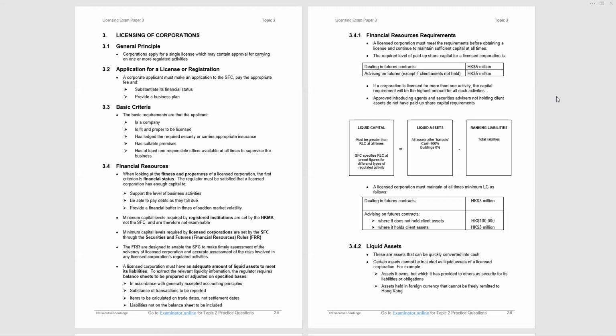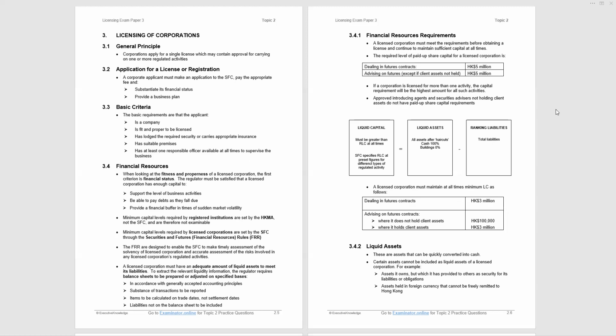Now, at paper 3, we must know the required liquid capital requirements. And for dealing, it's 3 million Hong Kong dollars. For advising, where it does not hold client assets, 100,000 Hong Kong dollars. Where it does hold client assets, also 3 million for required liquid capital.